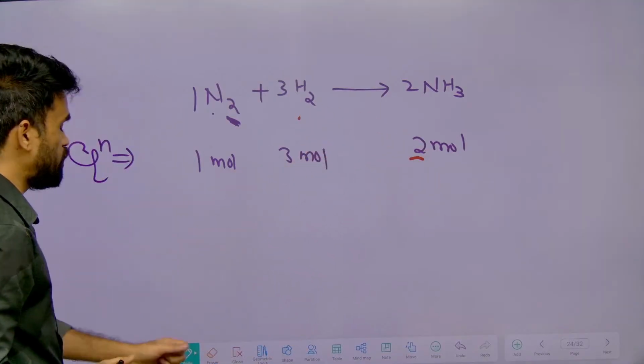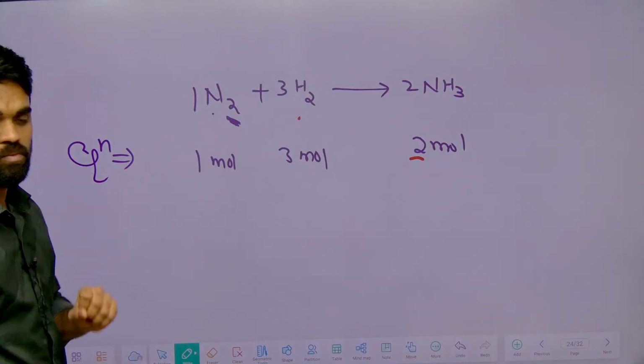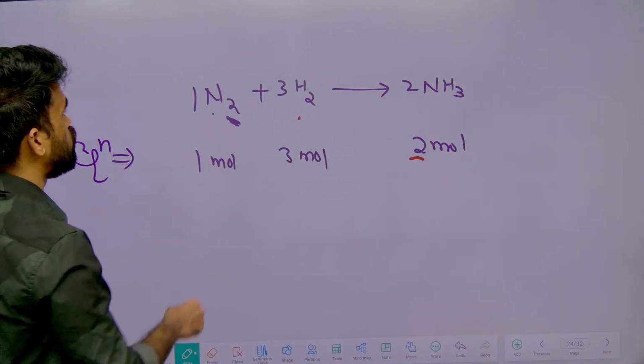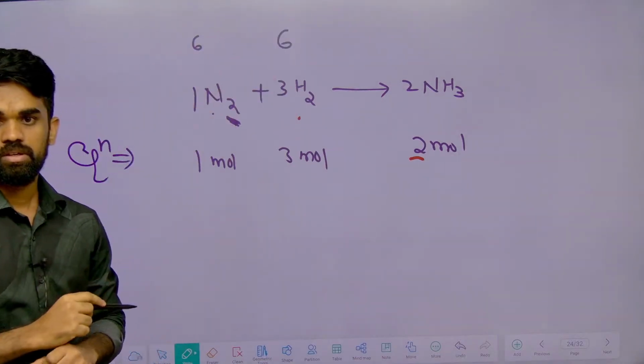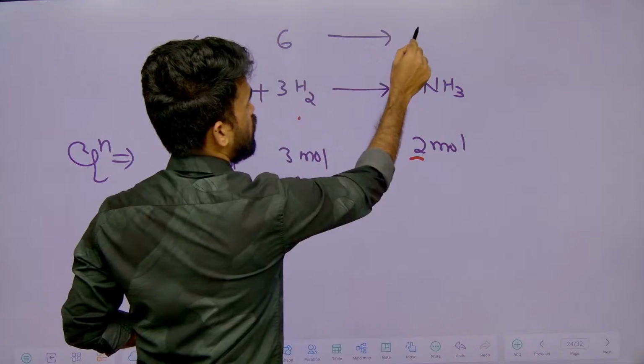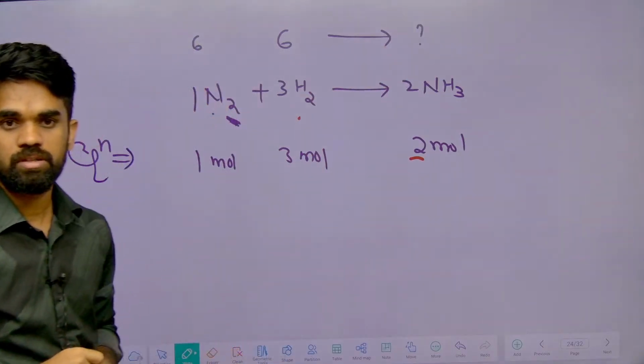Now what I am doing is, instead of giving you 1 mole, 3 moles, I just wanted to give you 6 moles of N2 and 6 moles of H2. How many moles of ammonia are produced?